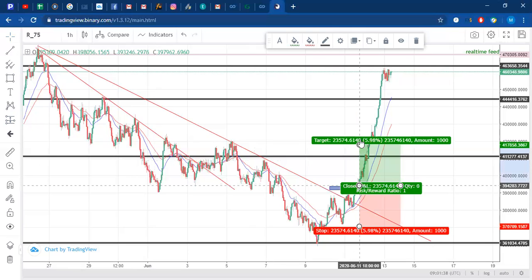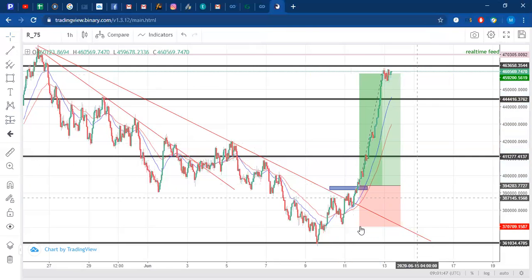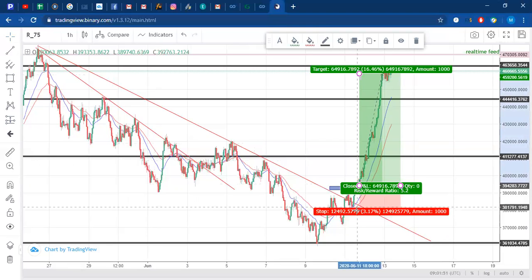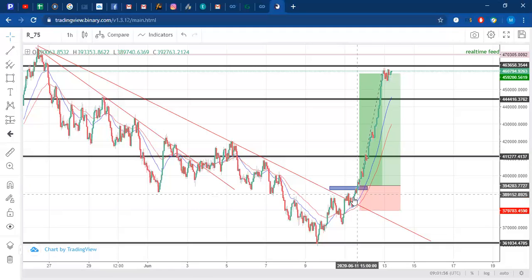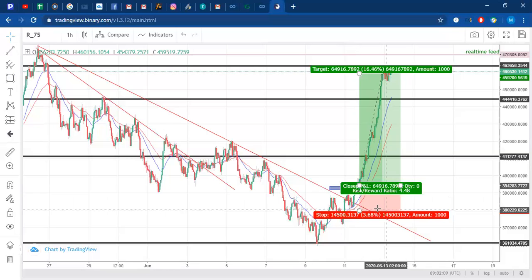My target is always at the previous level, a few pips below the previous level. My stop would have been around this, below that level, which is more visible than this one. So the market will have to fight this level here, kill it, then come to this one, fight it, kill it, before it can touch my stop loss zone.